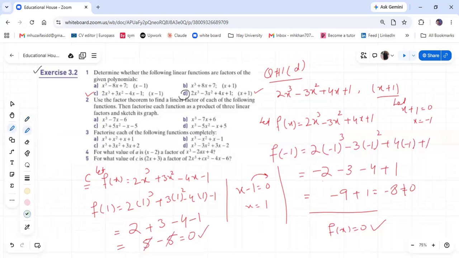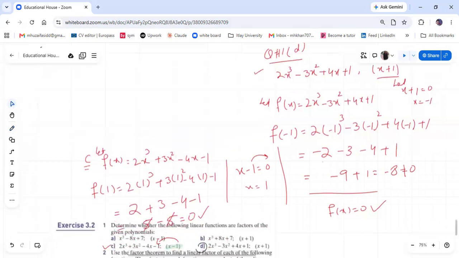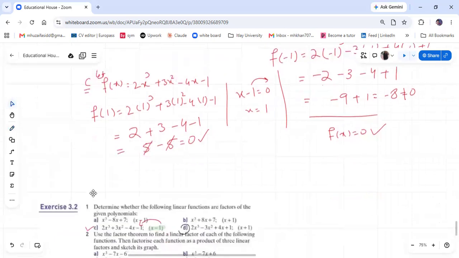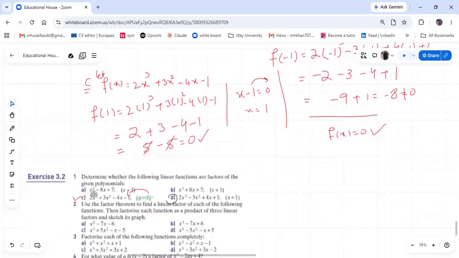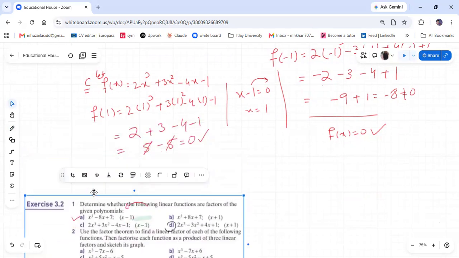This factor satisfies the condition, and we say that the linear function is a factor of the given polynomial function. So this factor is a factor of that polynomial. Got it? Yeah. Any confusion regarding this problem? No, sir. Okay, now we are moving to our next problem. This is our question 2.